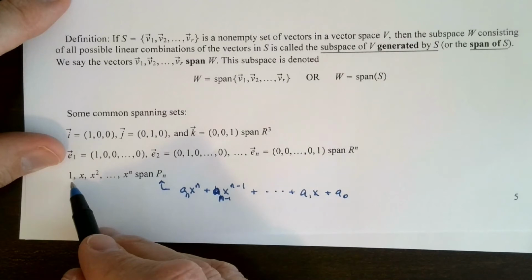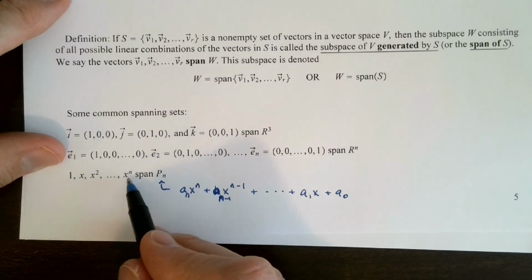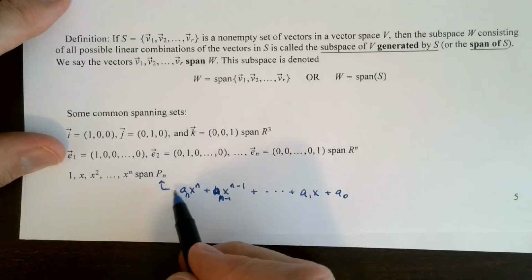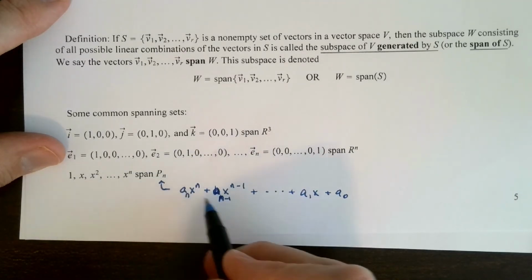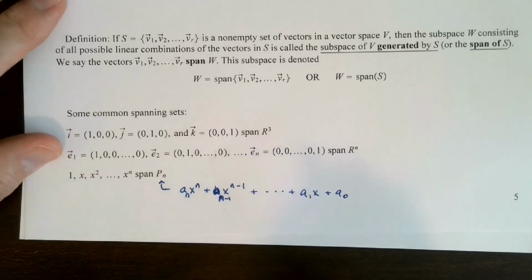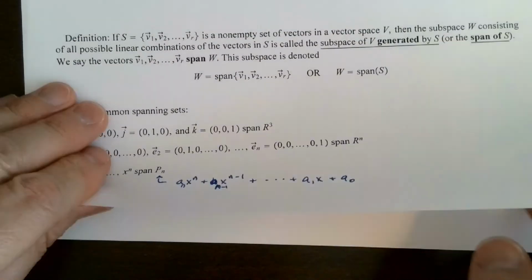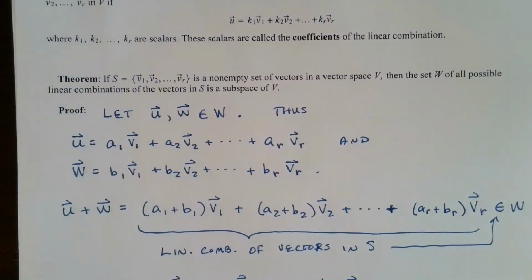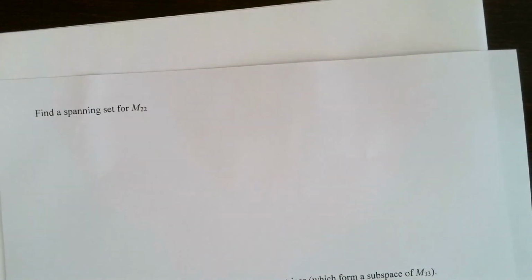Notice there's a total of n plus 1 vectors here, because we have x squared all the way to x to the n, so there's n of those plus the 1. That includes all your powers of x and your constant term. Okay, so these are some common spanning sets. Let's find some other spanning sets for some other situations. Let's find a spanning set for M22. How might we do that?